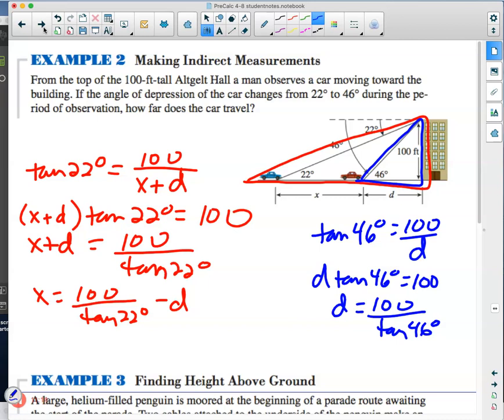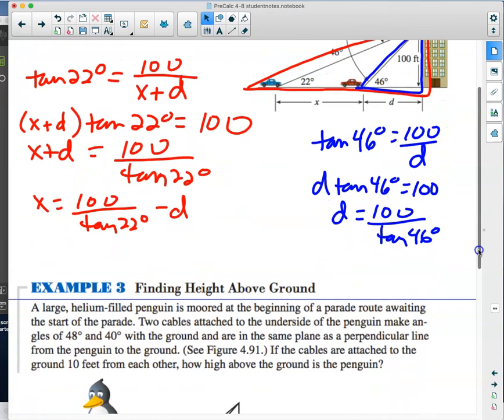You get into this impulsive, "ooh, let me figure out what d is." That's not our answer. That's not the one we want. We want x. And we want it to be exact. We don't want those rounding errors. So now we can substitute that 100 over the tangent of 46 in for d, punch it all in at once, and we won't have a rounding error to worry about.